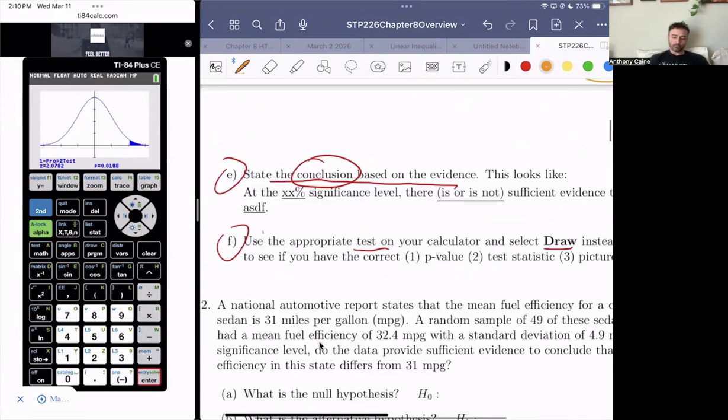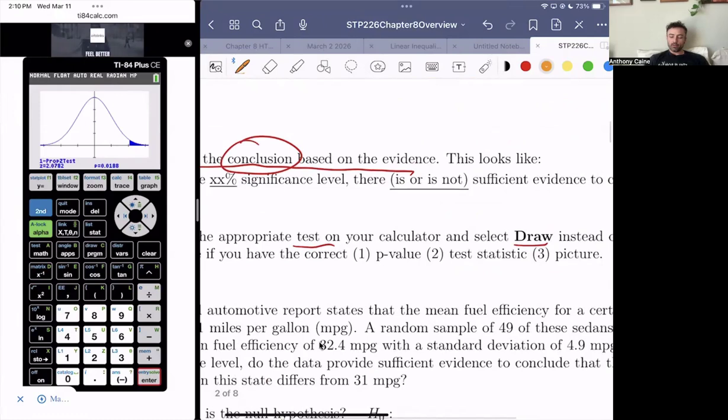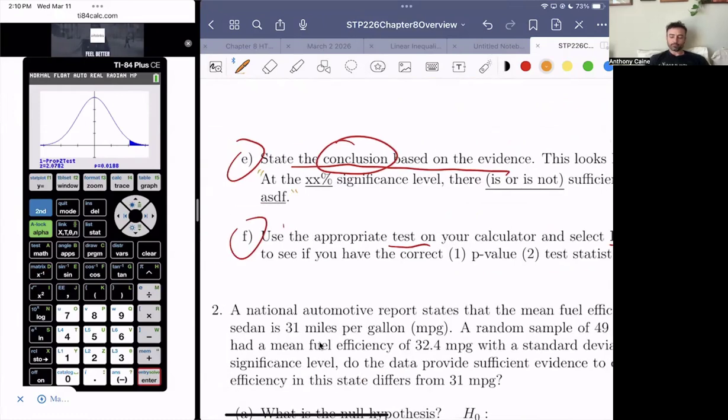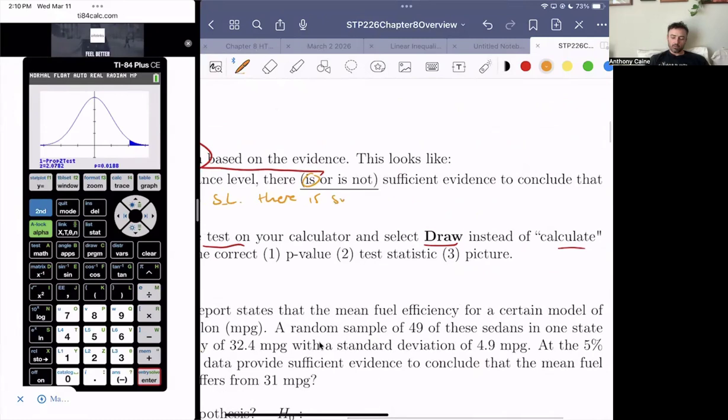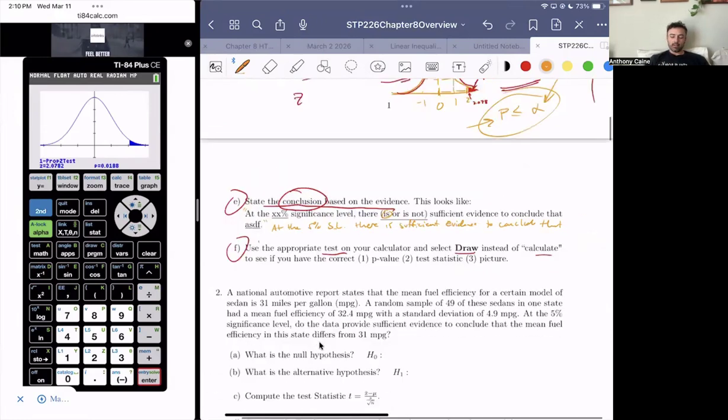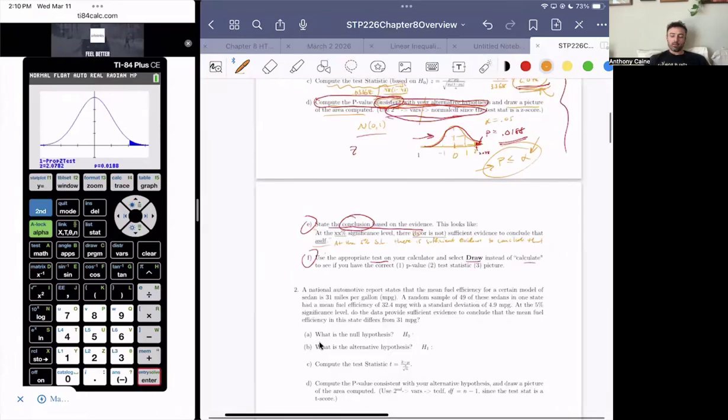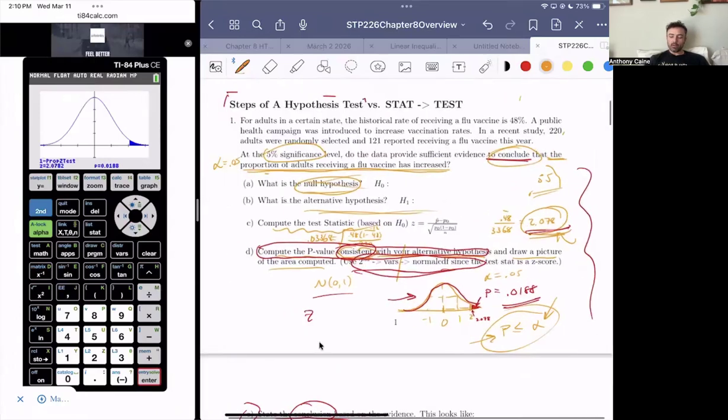Okay. How does the conclusion look? It looks like this phrase here. Okay. So at the 5% significance level, there is sufficient evidence to conclude that, and then I got lazy and I said, blah, blah, blah. The problem will tell you what you need to conclude. To conclude that the proportion of adults receiving the flu vaccine has increased.